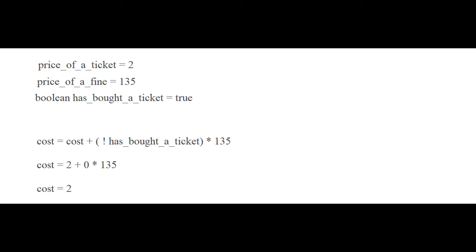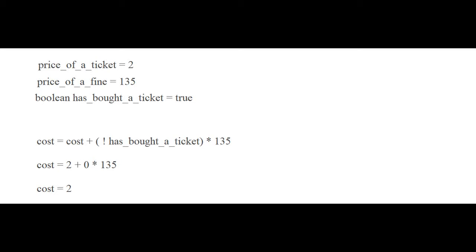There is a control. You are the controller and you want to know for each passenger how much the trip costs. In one case, the passenger has paid the ticket. In another case, the passenger has not paid the ticket. The ticket costs 2 euros, whereas a fine costs 135 euros. So either a trip costs 2 euros, the price of the ticket, or it costs 135 euros, the price of a fine.